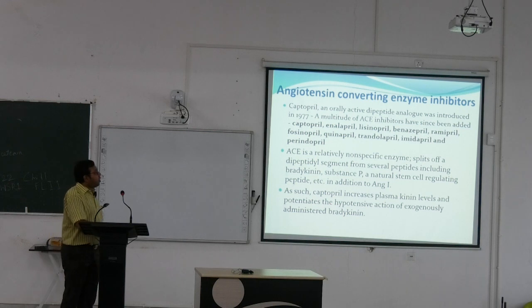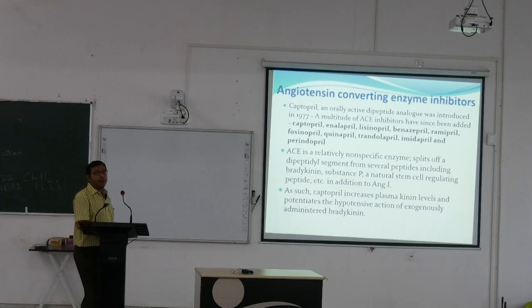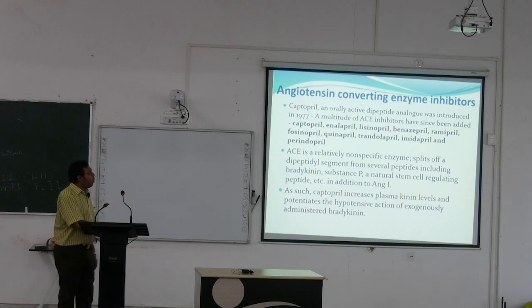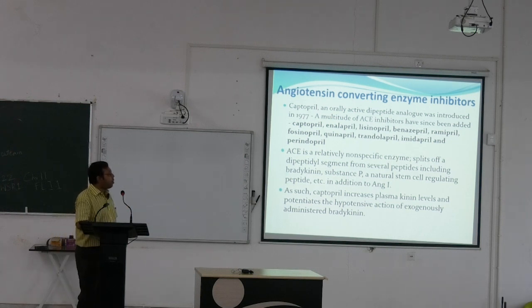So as a result, this can increase the plasma kinin levels. Kinin is a cytokine present within the plasma, and its level is increased when the enzyme is blocked, and it potentiates the hypotensive actions of exogenously administered bradykinin. Bradykinin is again a kinin. It has been seen that if we give this, ultimately the actions of bradykinin are increased.